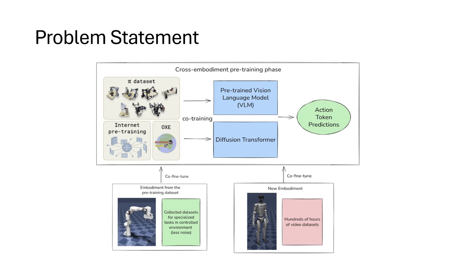But what if we have a whole new embodiment? When we have a whole new embodiment, like a new robot or a new manipulator, for the model to learn it well we have to feed too much data, like hours or even thousands of hours of video datasets.